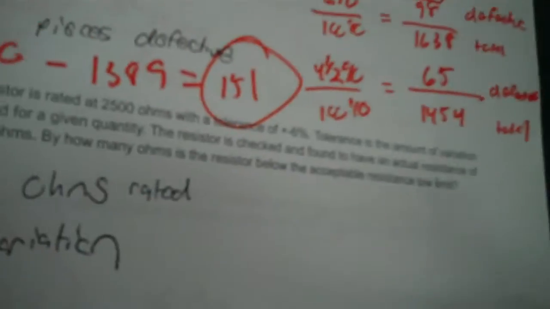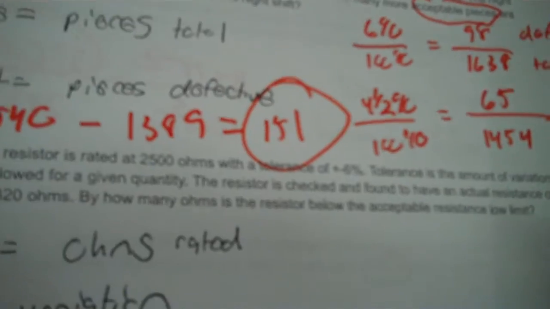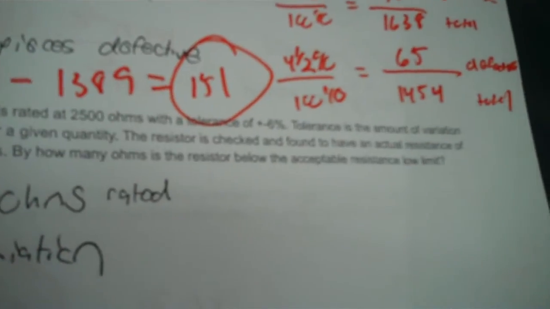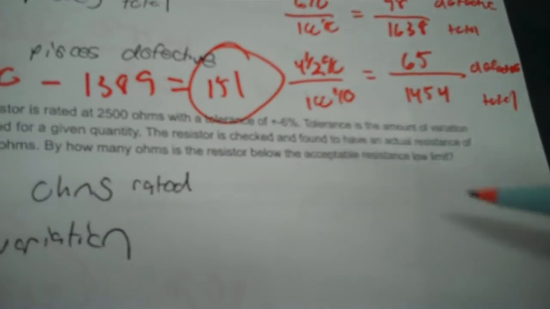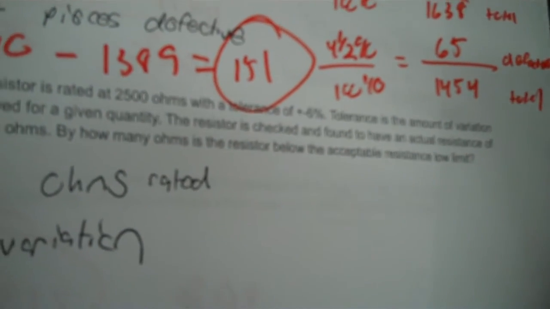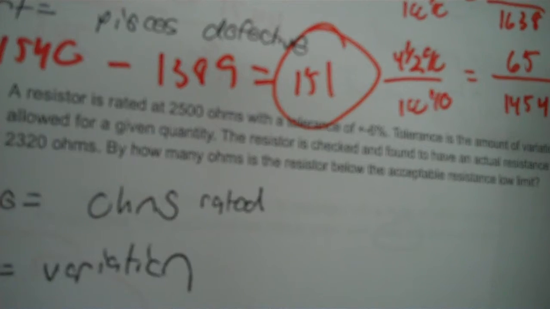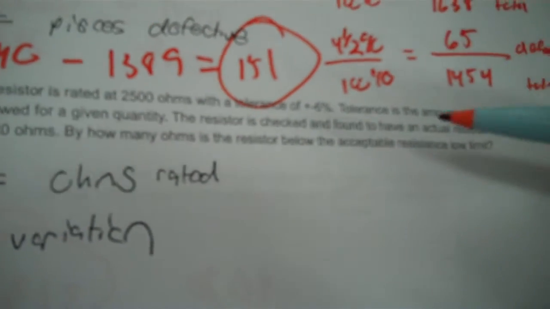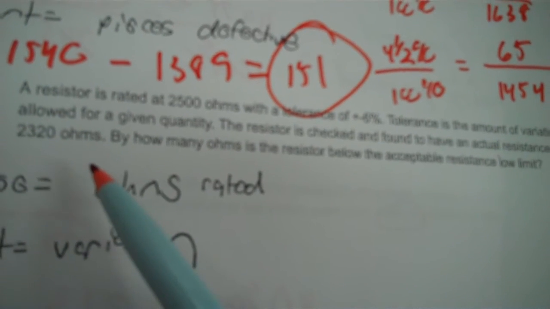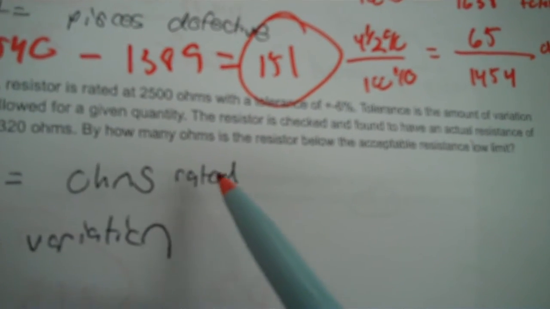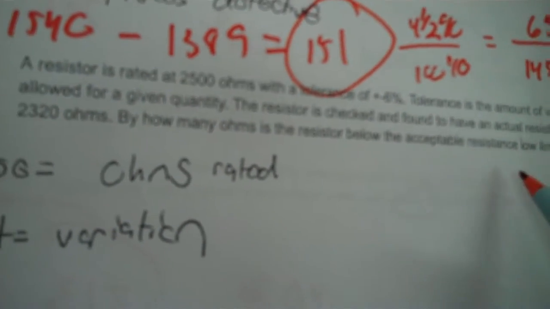A resistor is rated at 2,500 ohms with a tolerance of 6% above that amount or 6% below that amount. That's what that means. Tolerance is the amount of variation given for a given quantity. The resistor is checked and found to have an actual resistance of 2,320 ohms. By how many ohms is the resistor below the acceptable resistance low limit? Okay.